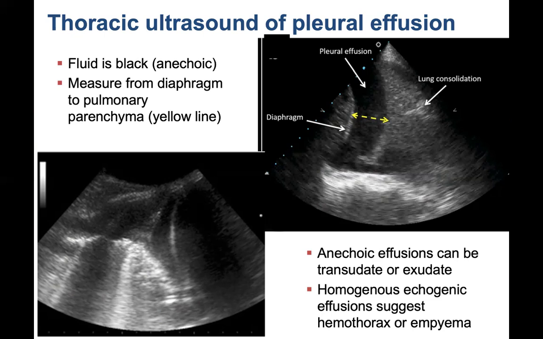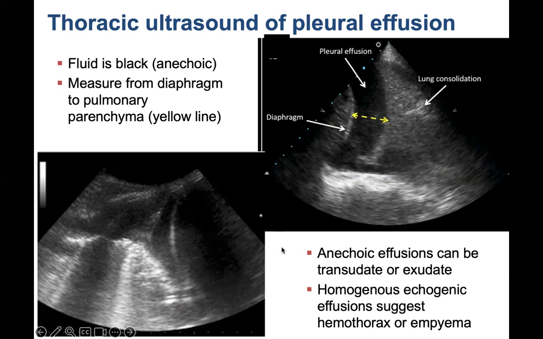There are many different ways that you can measure the fluid. I like to just simply look and measure the distance from the diaphragm to the lung. I think this is an easy, quick way to gauge, is my pleural effusion getting bigger or smaller? Is it large enough to need a thoracentesis or a chest tube?